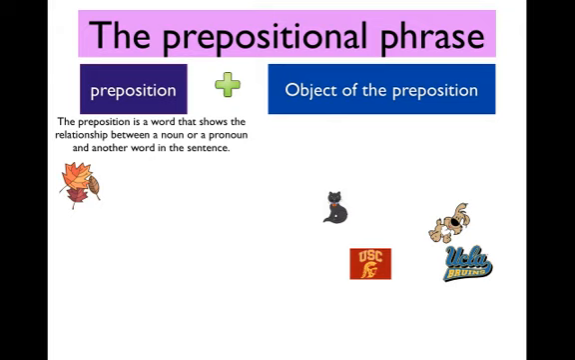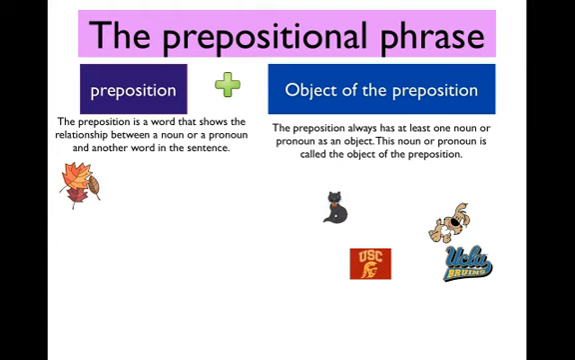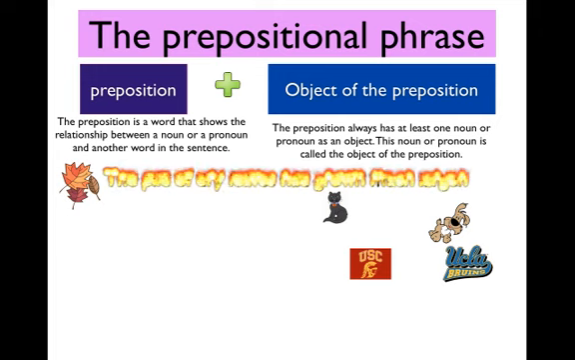The object of the preposition, however, is how the prepositional phrase ends. So basically, the preposition always has at least one noun or a pronoun as an object. After the preposition, there's an object. This noun or pronoun is called the object of the preposition. So let's look at some examples.